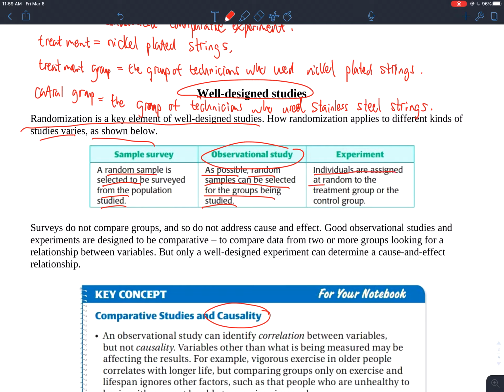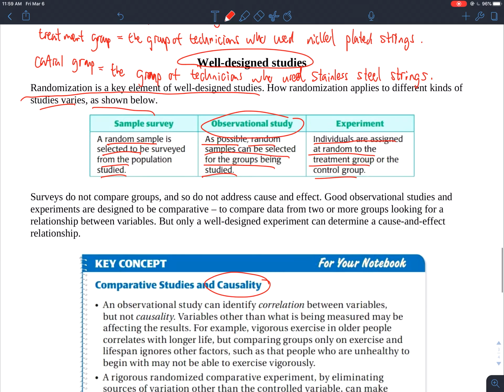Experiment, individuals are assigned at random to treatment and control. All right, I think that's pretty straightforward. We've covered that pretty well. So, surveys do not compare groups, so they do not address cause and effect. Oof, you need to circle, underline, highlight. This is a huge idea, okay?